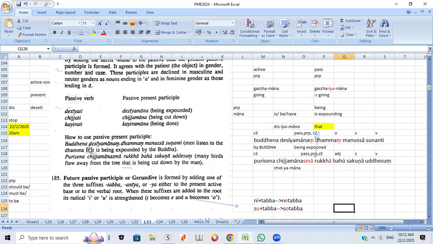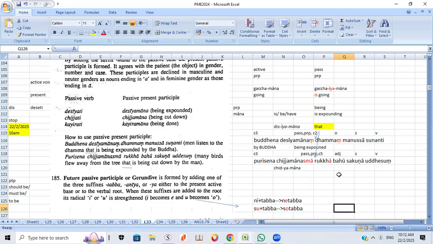So you have to put that, that is being expounded by the Buddha. You see, this is something that we seldom come across. This can only be found in the sutta. So the word that is necessary. The same thing applies for this line.